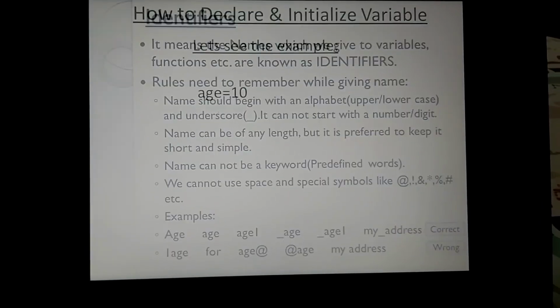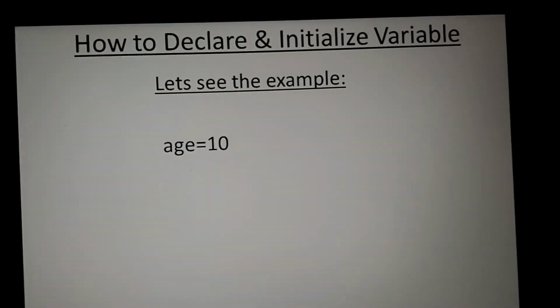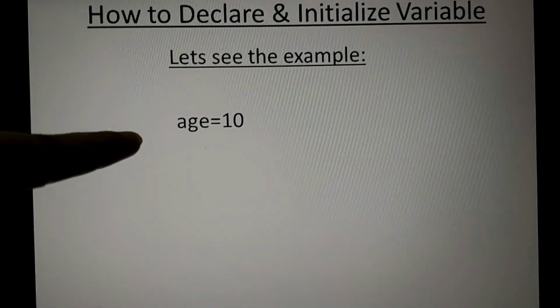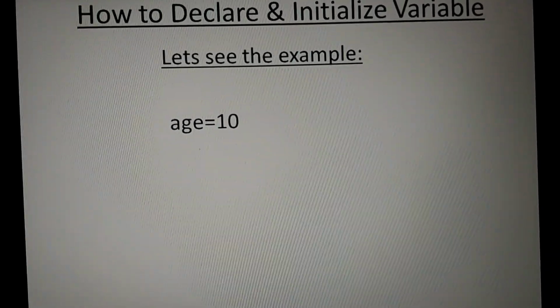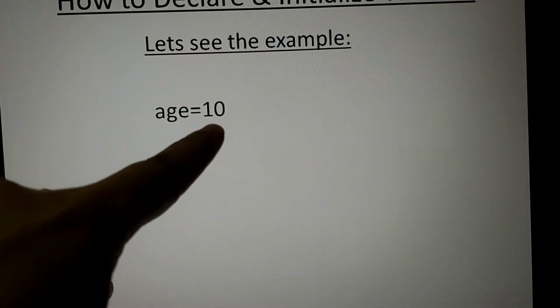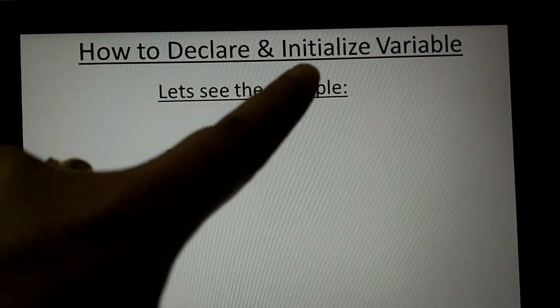Now next, how to declare and initialize a variable. Let's see an example. Can you see here? age is equal to 10. It is very simple here. So मतलब मैंने एक age नाम का वेरिएबल लिया है, is equal to के थ्रू मैंने उसमें कितनी वैल्यू एंटर कर दी है? 10. So let's see what is the meaning of declaration and initialization.